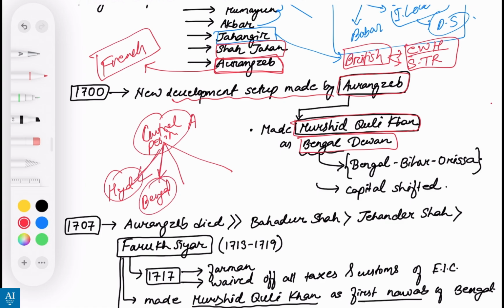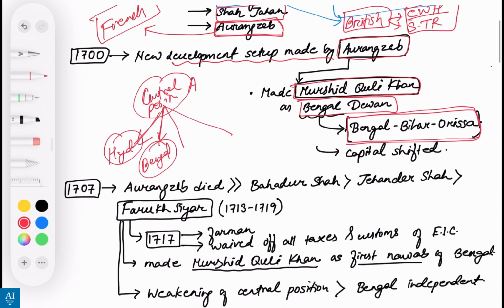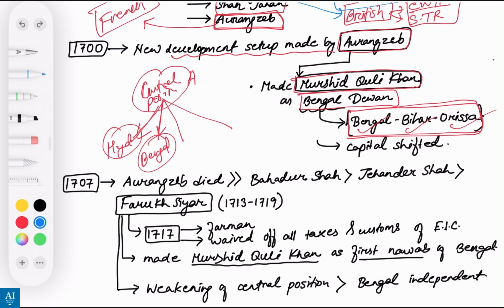Now, why did the British think of capturing the eastern region, that is the Bengal, Bihar, Orissa area? Because Bengal was very rich, the population of Bengal was very high, and at that time Bengal included Bengal, Bihar, Orissa, and Bangladesh. When Murshid Quli Khan became the Bengal Diwan, the first thing he did was shift the capital from Dhaka to Murshidabad.